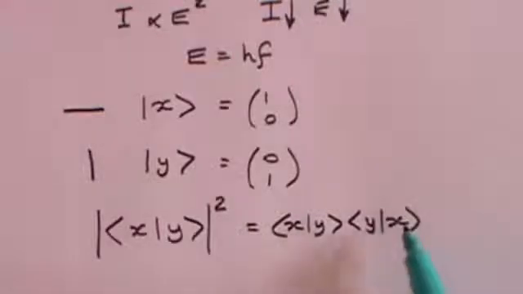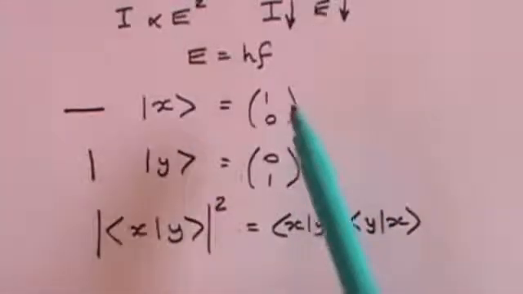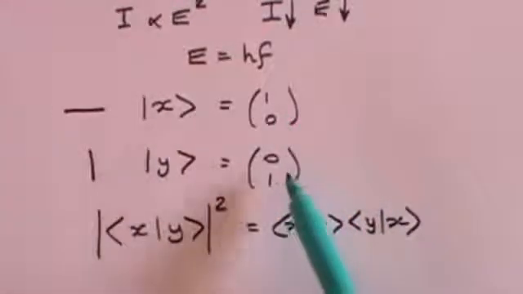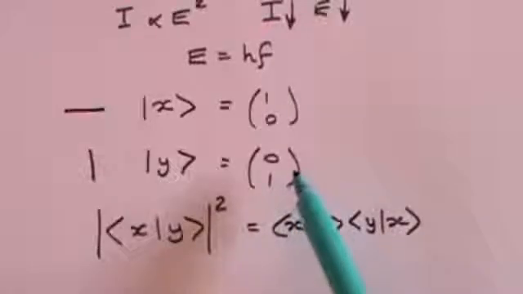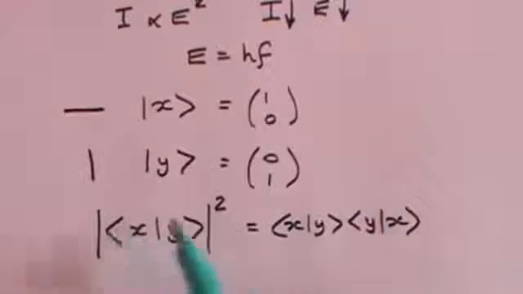Remember, we showed that yx is the complex conjugate of xy. Now, as it happens, you'll notice that there are no complex numbers in these vectors. So for the time being at least, this nuance will not be a worry to us. All we need to do is to take the inner product and square it, and we get the probability.